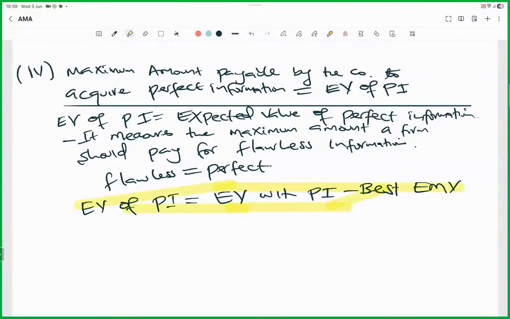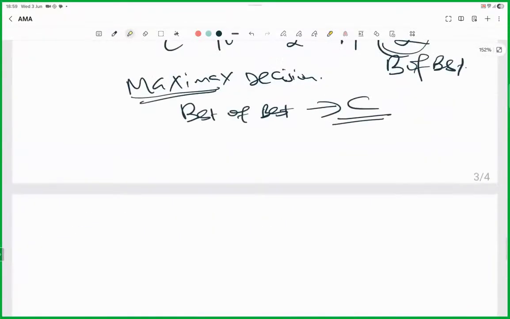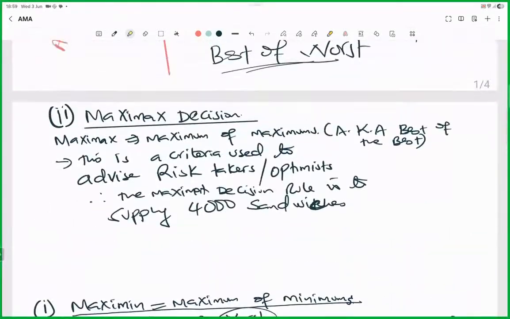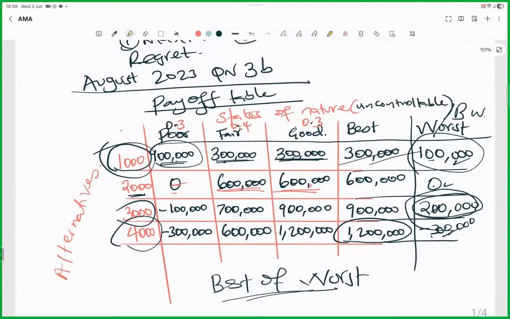So EVPI equals what here? EV with PI minus what here, somebody? Minus best EMV. Now here there is some money coming. Be very, very keen, although it will be little money, because the question here will be very easy. Now, please, let's go back to our original table.